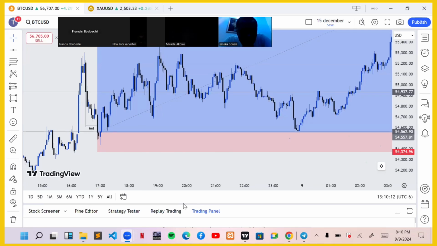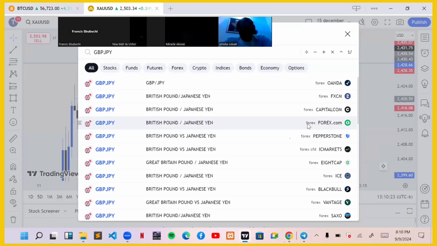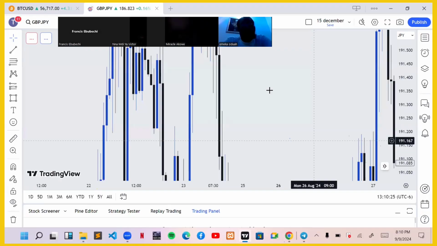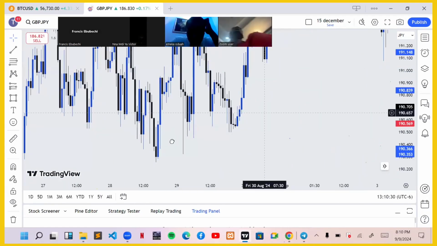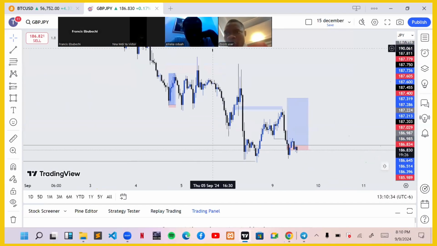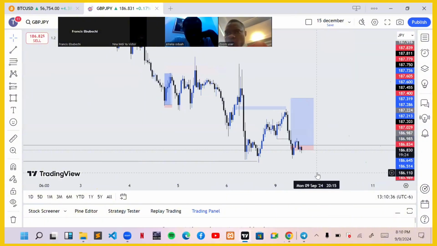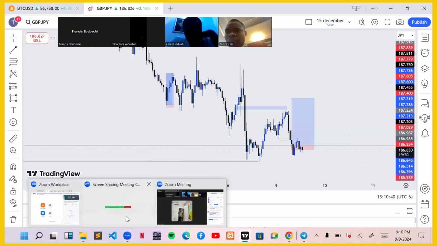I have a question. Can we see GG? GG trade. I also took a loss on this trade, but I already figured out why I took a loss on this trade. Now let me unmute you.